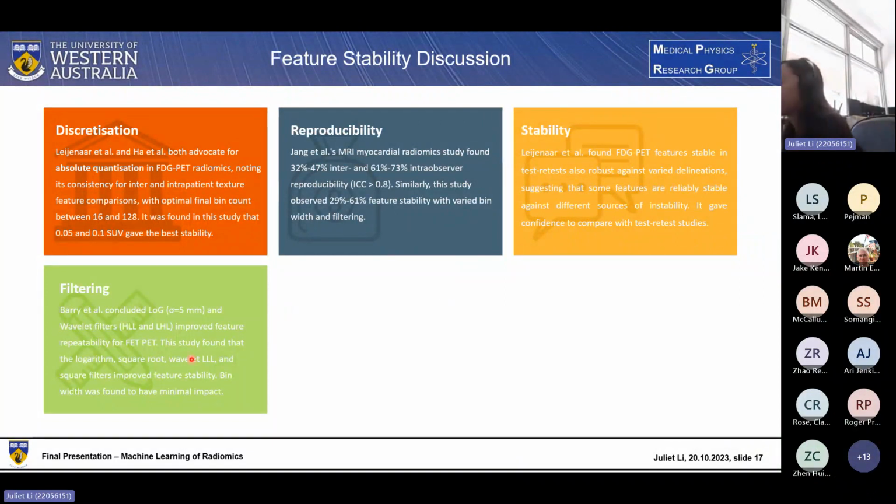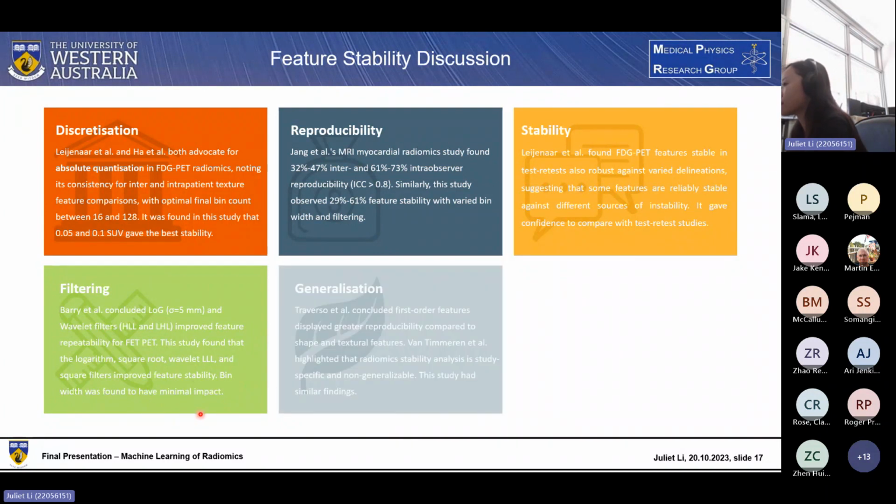So Nathaniel's master's thesis has concluded there are certain Laplacian of Gaussian and wavelet filters that improve feature stability. What we found is actually very different from what he found: we found the simpler filters, logarithm, square root, and wavelet LLL filters improve feature stability. It's quite different, but with similar findings, where bin width was found to have minimal impact on feature stability.